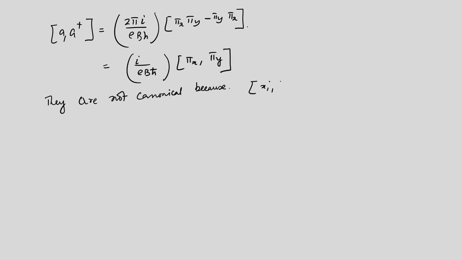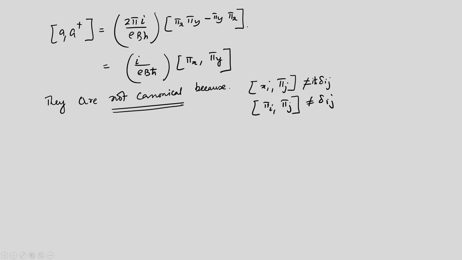[x_i, π_j] is not equal to iħ δ_ij, what I mean is, iħ δ_ij, if you like. Okay, you can write that, and then of course [π_i, π_j] is not equal to δ_ij as well. So that's why they are not canonical.